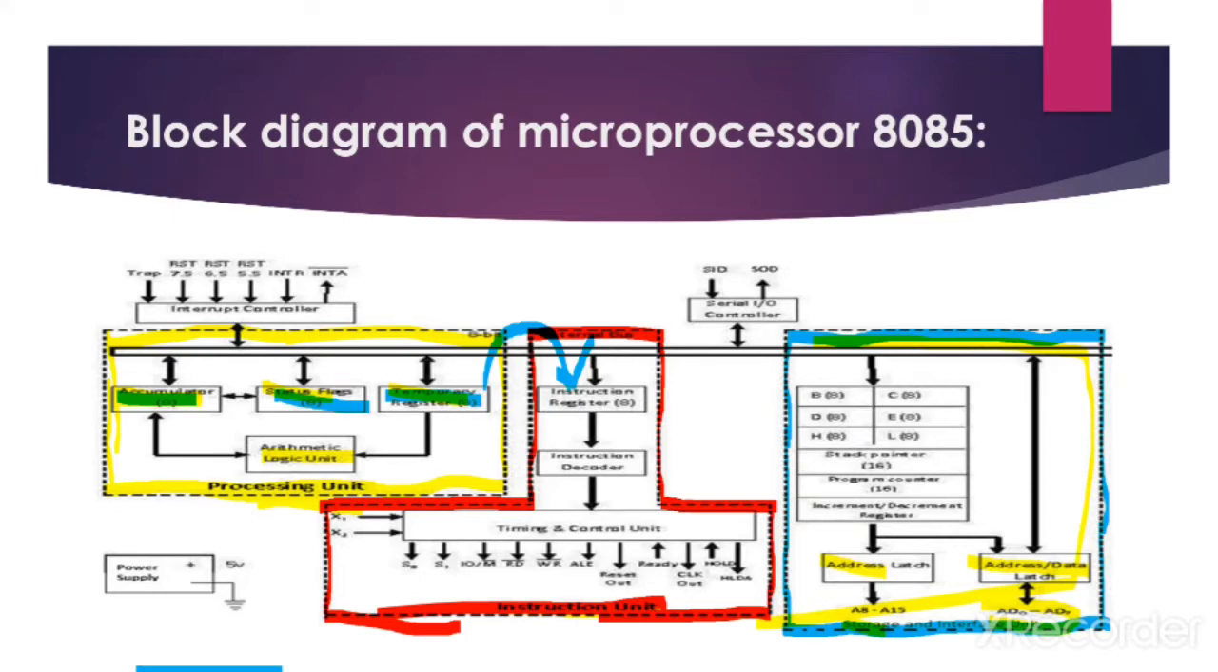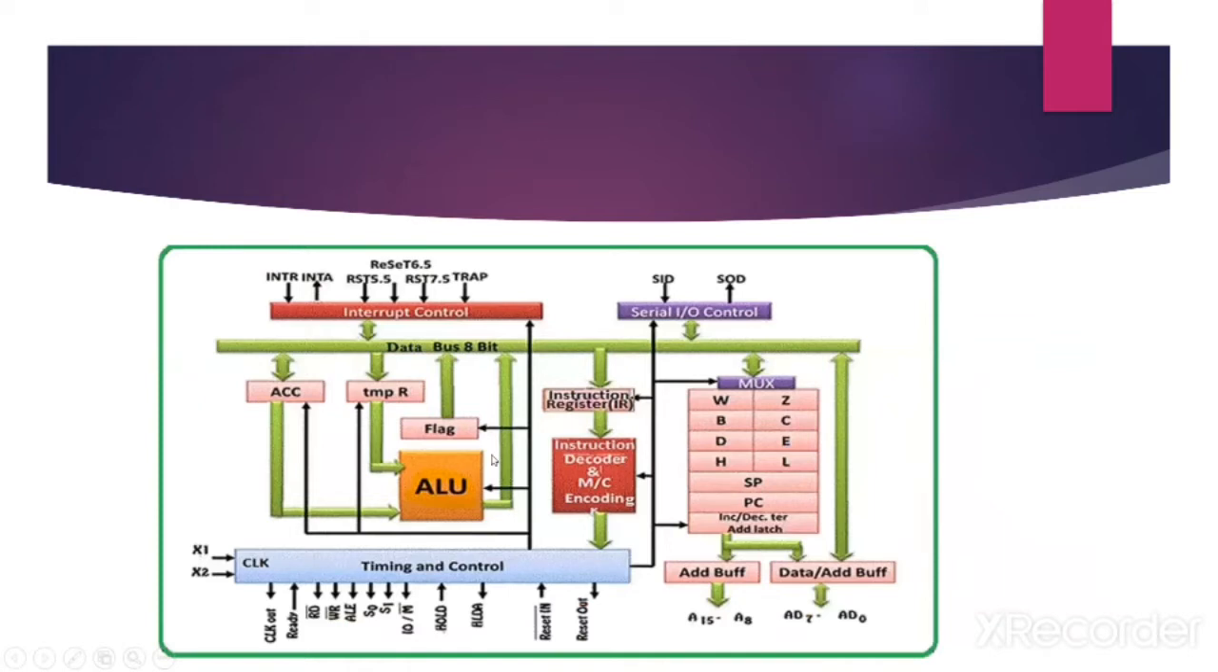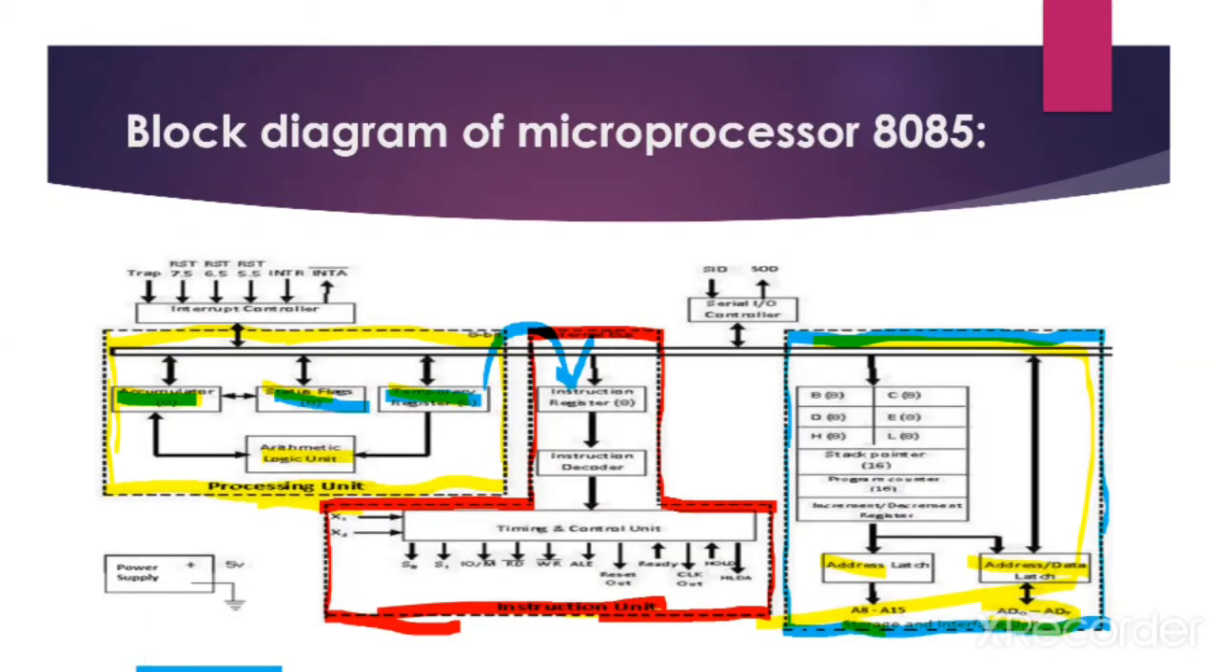When instruction is processed, then it is stored to instruction register, and all the instructions stored in instruction register are decoded by the instruction decoder. And timing and control unit controls this instruction unit.